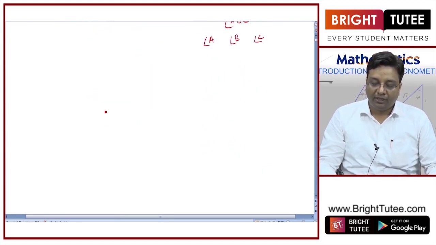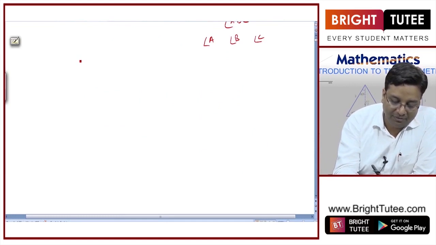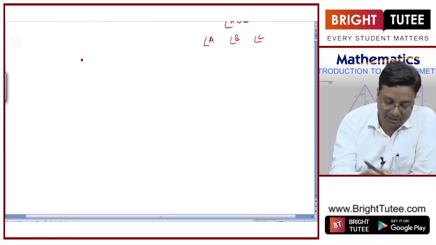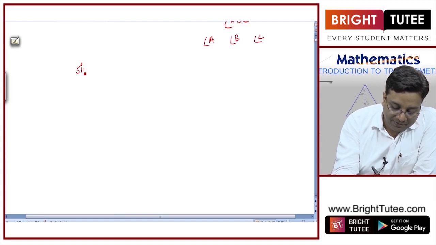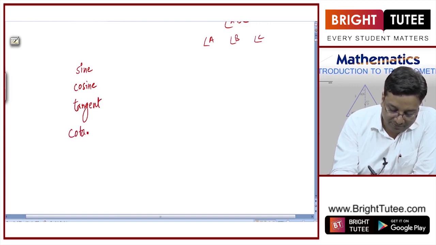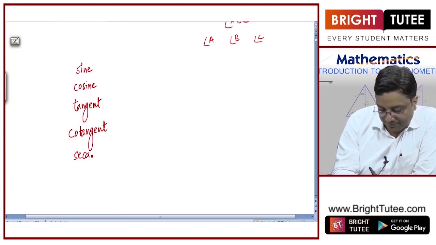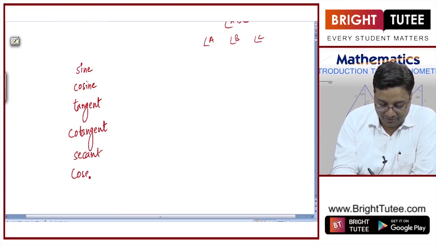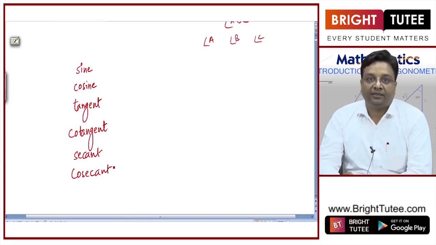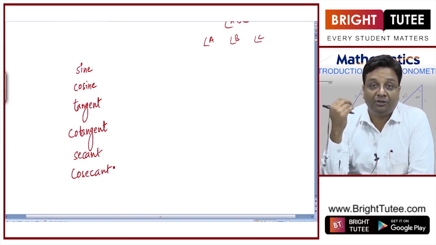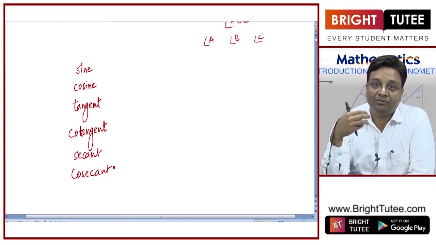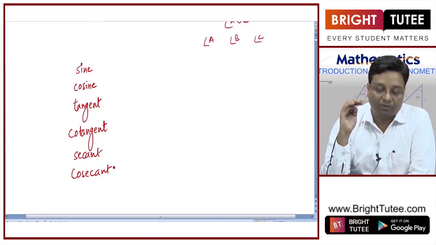And what are these trigonometric ratios? Basically we will be dealing with 6 trigonometric ratios here. One is sine, cosine, tangent, cotangent, secant and cosecant, right? These are the names that you have to memorize, right? You have to keep these in your mind always.